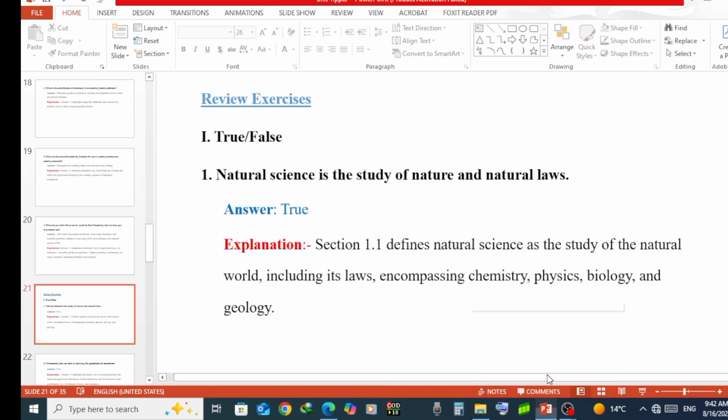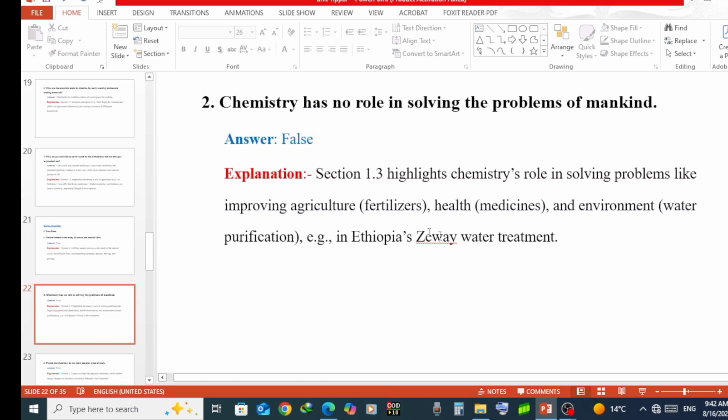So as you all know, the answer will be false, because section 1.3 highlights chemistry's role in solving problems like improving agriculture, health, environment, and the likes. So chemistry has a lot of roles in solving the problem of mankind.